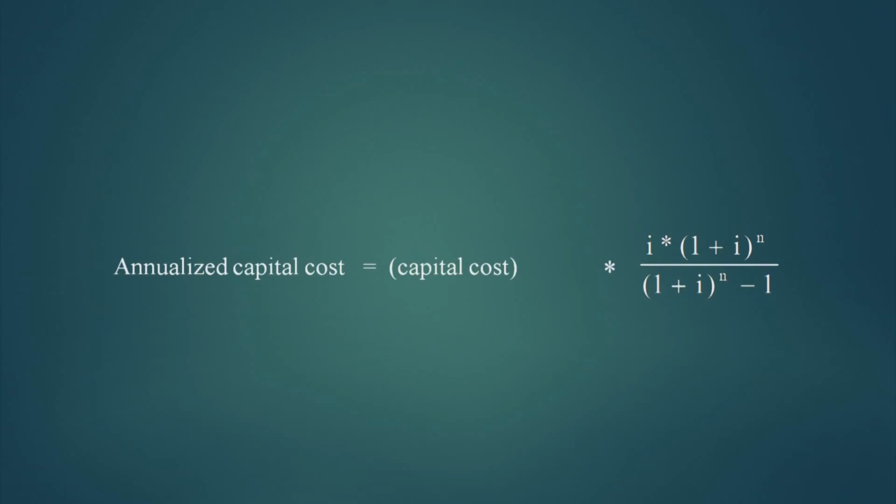The annualized capital cost is equal to capital cost times I times (1 plus I) to the power n, divided by (1 plus I) to the power n minus 1. So, this is the factor which has to be multiplied with the capital cost to convert it to annualized capital cost.